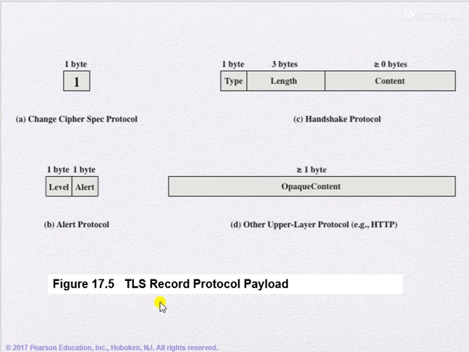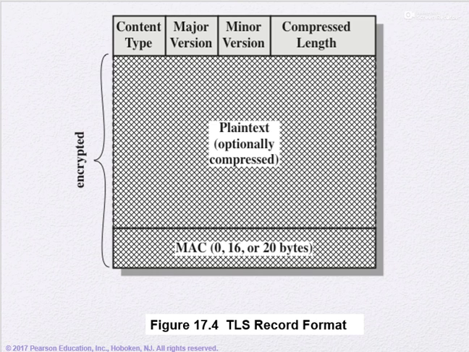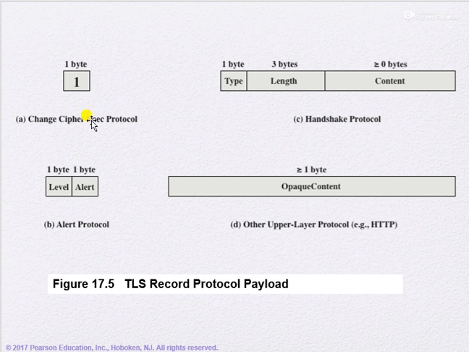Okay, then here in this diagram we show the TLS record protocol payload. This is the payload, this thing. So this is the header and this is the payload. So this payload depends on the content type. If content type is change cipher spec, then the payload consists of just 1 byte. It is the simplest protocol which uses TLS record protocol, and this single byte has a value 1 in it.